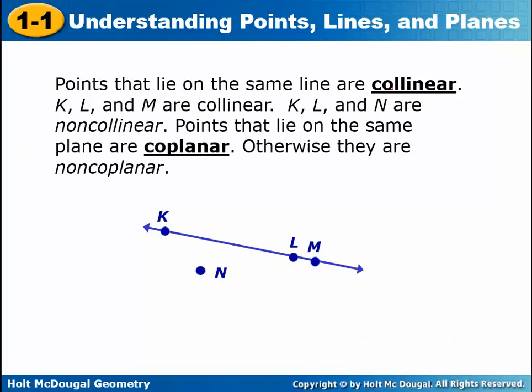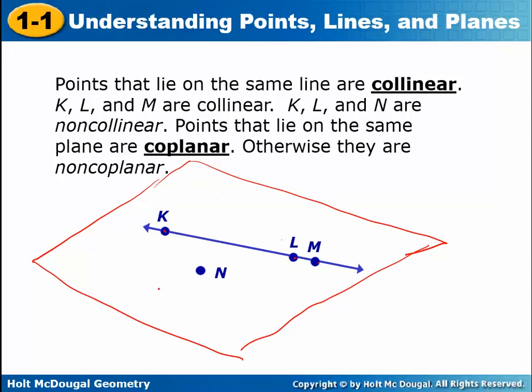Another vocabulary word is collinear. If you have points that lie on the same line, we say that they are collinear. In this example, the points K, L, and M are collinear because they lie on the same line. Points that lie on the same plane are coplanar. They could also be non-coplanar, or you could have non-collinear. If we say that this is one 2-dimensional surface, like on a piece of paper, then these would all be coplanar points.